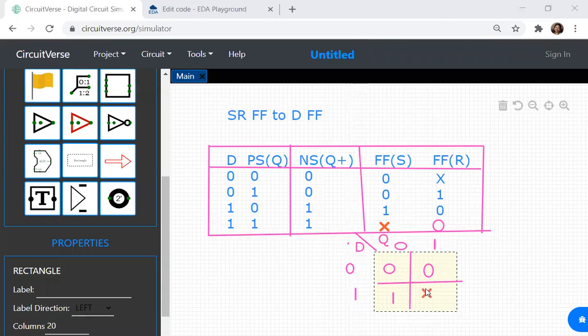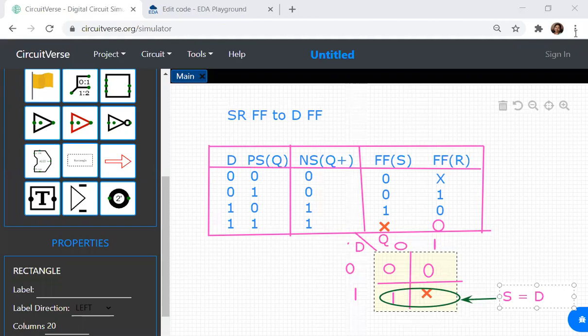Now how will I simplify the K-map? For simplification of K-maps, you have to group. We don't have a quad, but I have a pair over here. So I'll group it as a pair. Then I have to write the expression for this pair. What is the expression for this pair? This K-map is written for S. S is equal to, what is the expression? S is equal to D. So this is the expression.